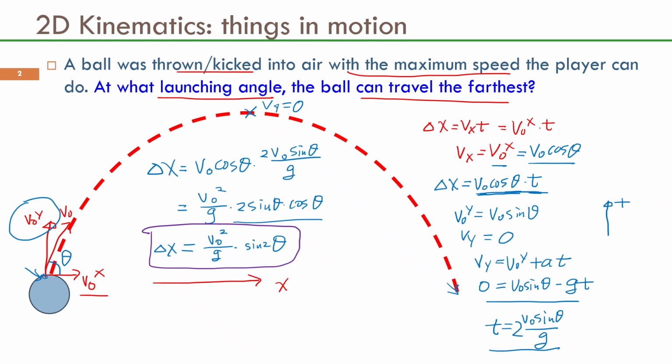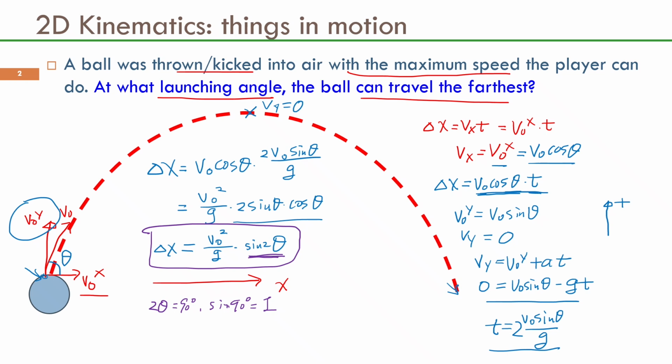So if a player threw the ball with the maximum velocity he can, this initial velocity is fixed. So the launch angle actually determines the range. And we know from trigonometry, the largest value for a sine function is 1. So when 2 theta equals 90 degrees, sine 90 is 1. That is, this term becomes the largest, it becomes 1.